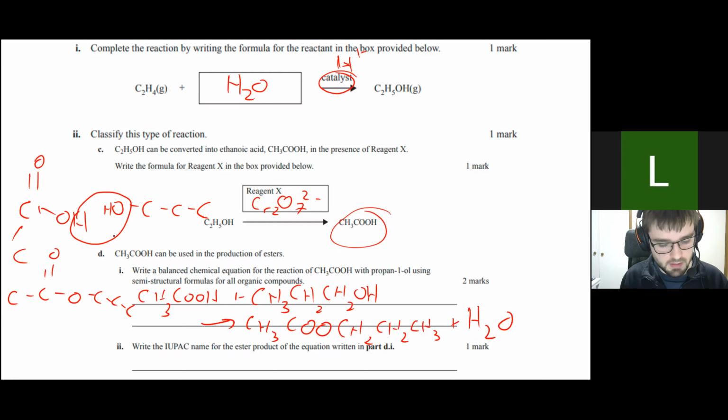And write the IUPAC name for the ester product of the equation there. So we've got 3 there, so it's going to be propyl. Remember, the prefix thing here is going to be the one that's on the side of the single bonded oxygen. And then the base one here, which has the double bonded oxygen on it, is going to be either acetate, or because we're going for IUPAC, we'll write propyl ethanoate instead. There we go, 5 marks again. 5 marks? Yes.